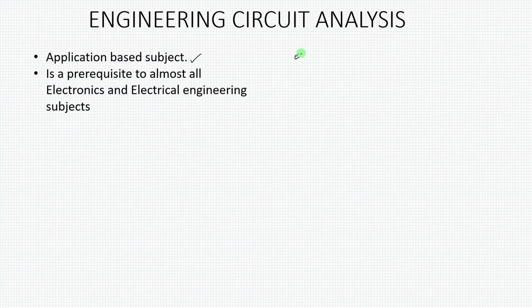If you take core subjects of electrical engineering like machines, or let us say power systems, electrical measurements, all require a good understanding of engineering circuit analysis. Even if you take circuit branches like electronics, you have subjects such as analog electronics, or communication systems. All these subjects require a good understanding of engineering circuit analysis. That is why it is so important. It is an application based subject as well as a prerequisite to almost all electrical and electronic branches.